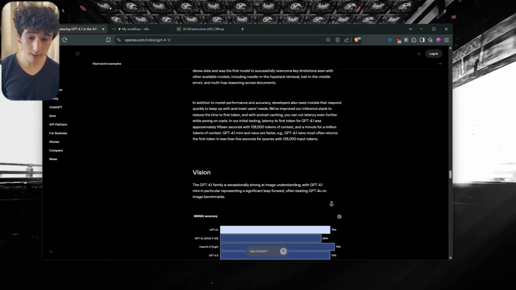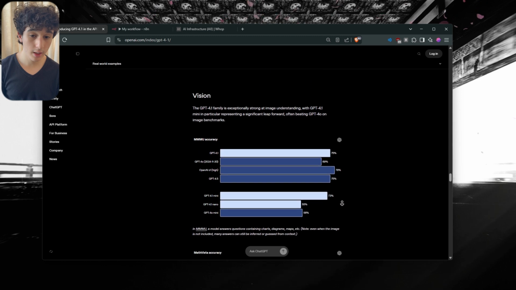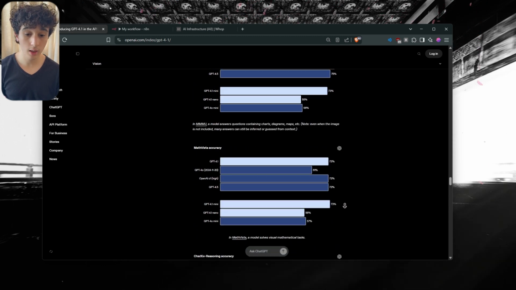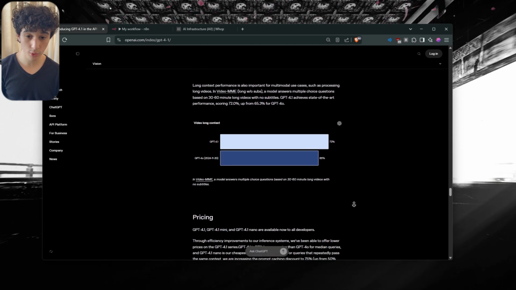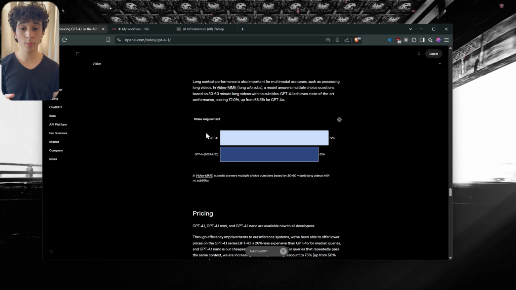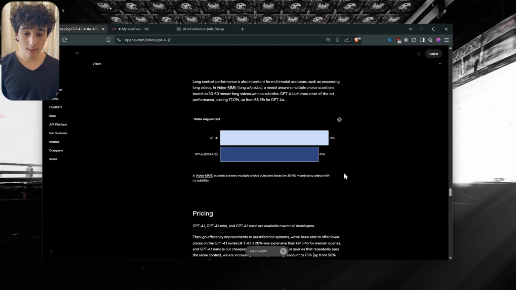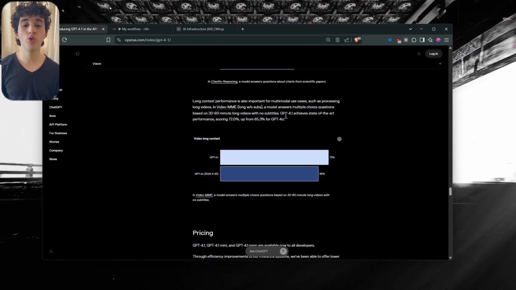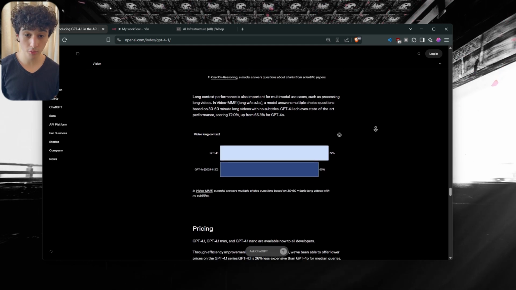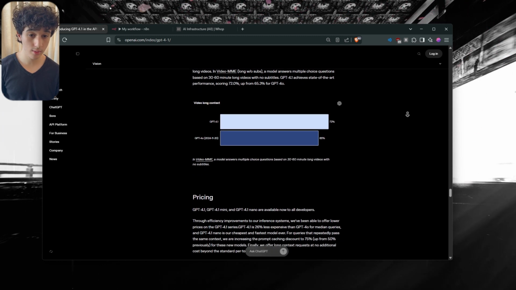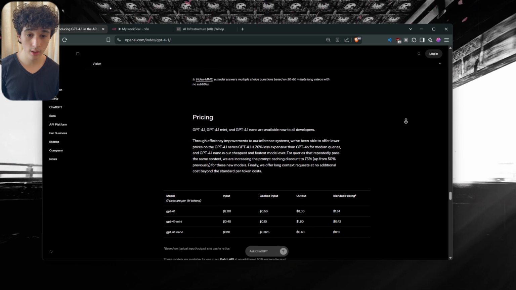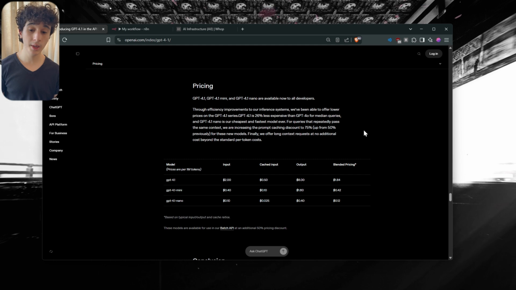Now to show you some real world examples, and then here there's the vision. It has improved vision. So if you're dealing with some sort of workflow where there is some sort of image analysis, that has improved. And they also improved the LLM's ability to consume videos, where in this test they gave it a 30 to 60 minute long video, and as they say here, 4.1 was able to achieve state-of-the-art performance, where it scored 72% compared to 65.3 from 4.0. And then here we reach pricing, another really important one.